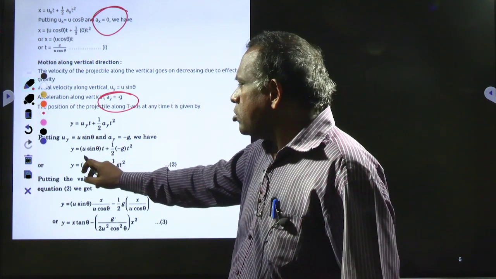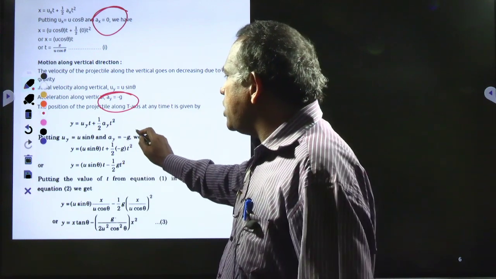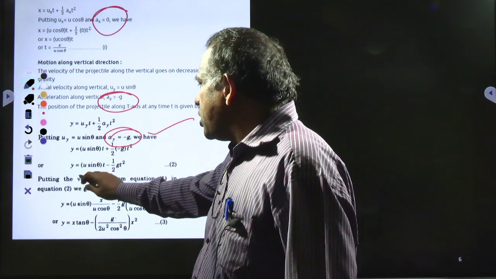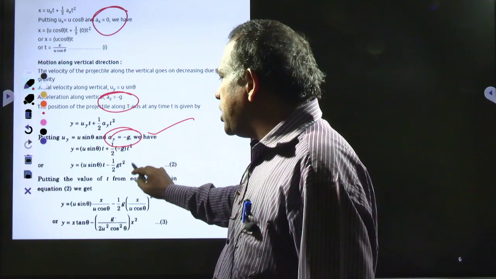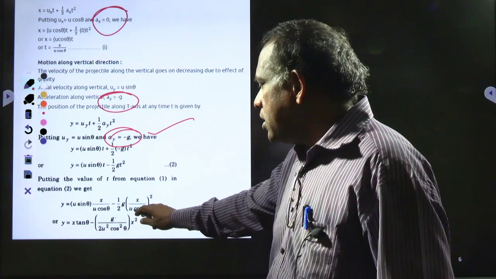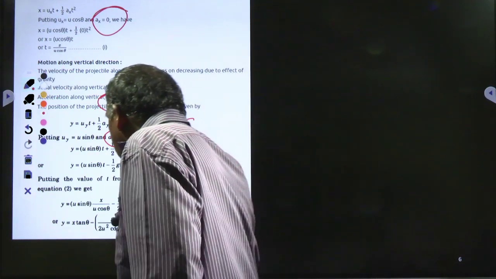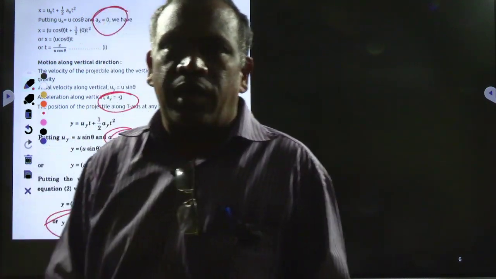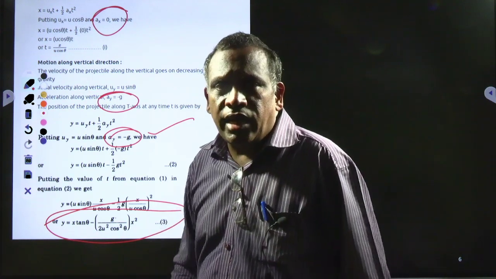Substitute the values: u sin theta into t, where t is x by u cos theta, and ay is minus g. We have to remember this. So y is equal to u sin theta t plus half into minus g t square, which gives x tan theta minus g divided by 2u square cos square theta into x square. This is the equation by which we say the trajectory of a projectile is a parabola. With this equation we can conclude that.